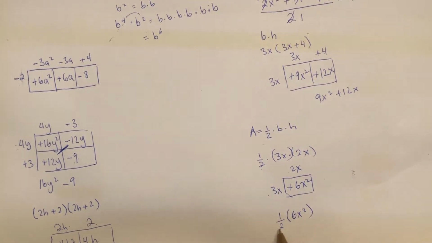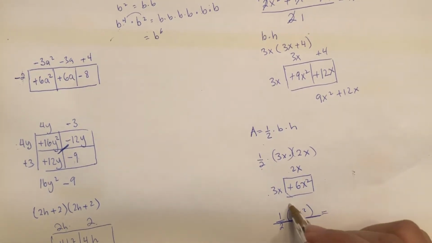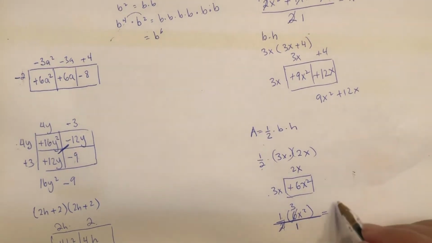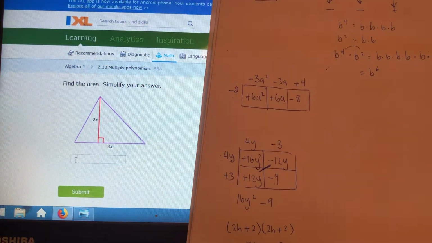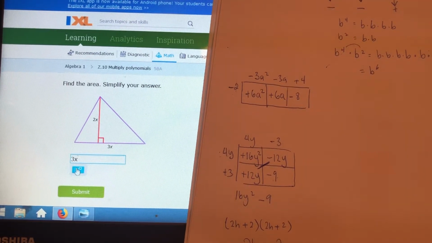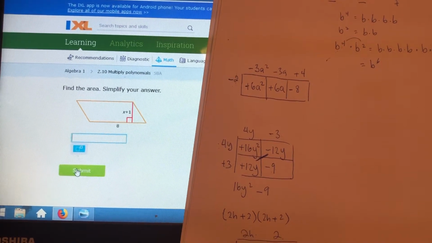And remember, multiplying by half is like dividing everything by 2. Okay, so that's going to give me, what is 3, and that's going to be 1. So 3 over 1, oh yeah, 3 over 1 is just going to be 3, so that's going to be 3x squared. Boom, boom. All right, let's do one more.